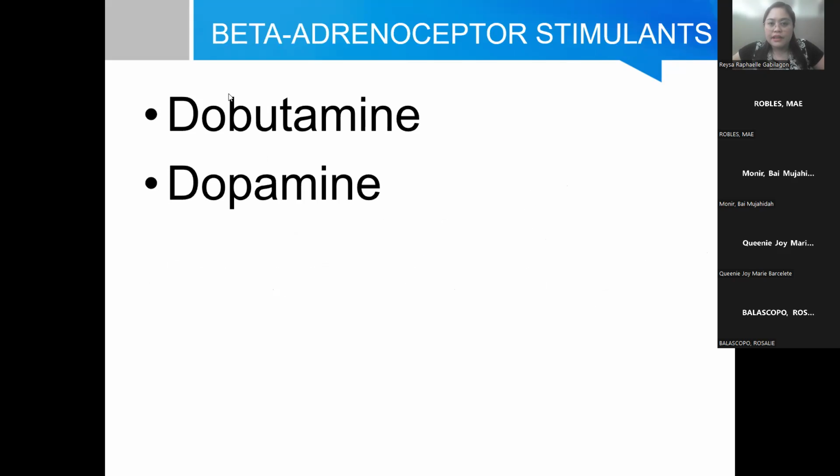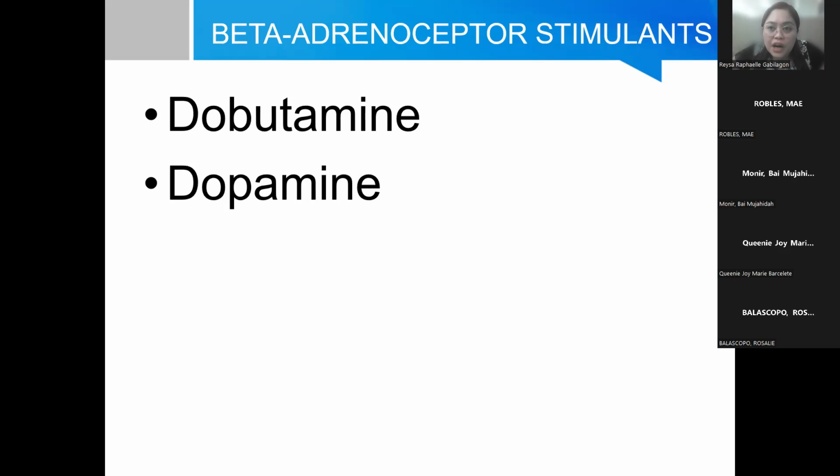Okay, next, we have the beta adrenoceptor stimulants. Again, beta adrenoceptor stimulants, especially the beta-1 receptor that we see in the heart. It's in the heart, right? Beta-1, that's the major location. And stimulating, activating the beta-1 receptor can increase everything. Increased heart rate, increased force of contraction, and even increased conductance velocity.